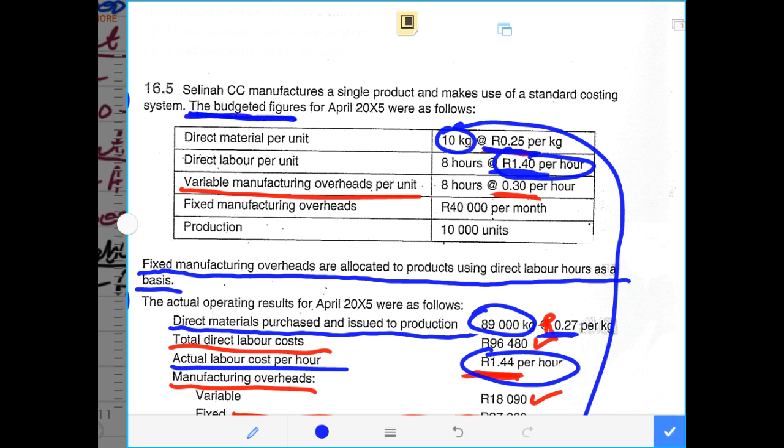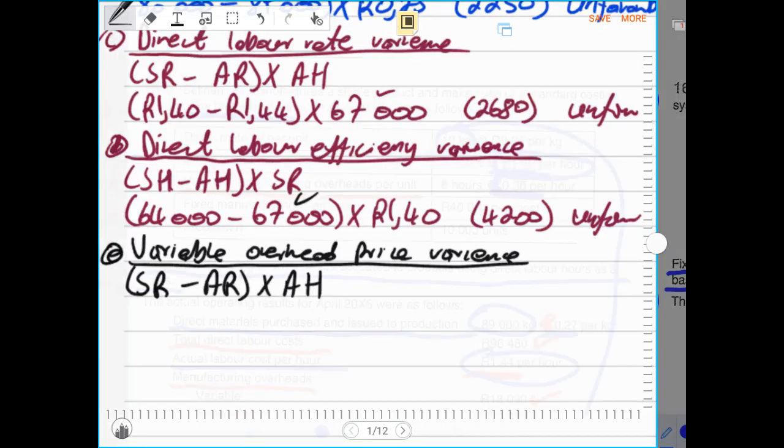That's where the standard rate will come from. And remember, the standard rate must be per hour, per labor hour. There is the standard rate, 30 cents. The standard rate is 30 cents, and that is in rands. Our standard rate was 30 cents. Therefore, now we say our standard rate, 0.30, minus our actual rate.